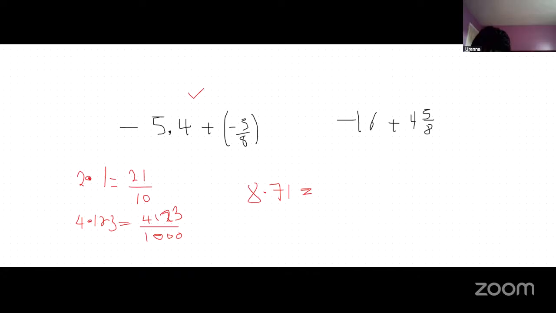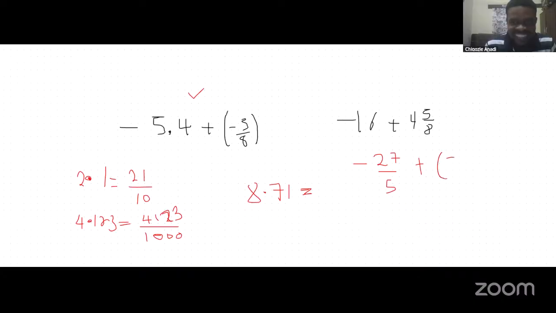Okay, so this is going to be minus 27 all over 5, right? I forgot to add the negative sign. Minus, okay, all over 8, right? Uh-huh.